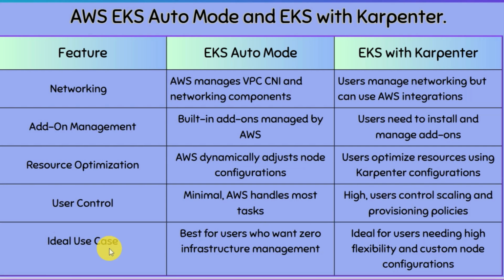The last one, coming to ideal use case: Auto Mode is best for users who want zero infrastructure management. And here, it's very ideal for users needing high flexibility and custom node configurations. Okay, so these are the very high-level comparisons. Let's go into the cluster and dive into some more details with respect to what's installed and what's not installed with Auto Mode and EKS with Karpenter.